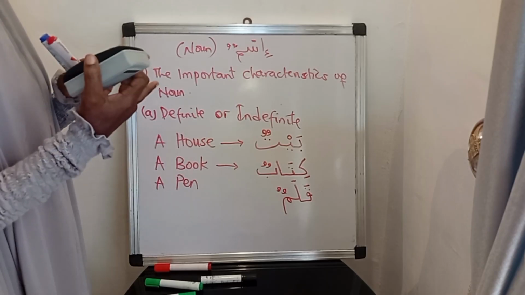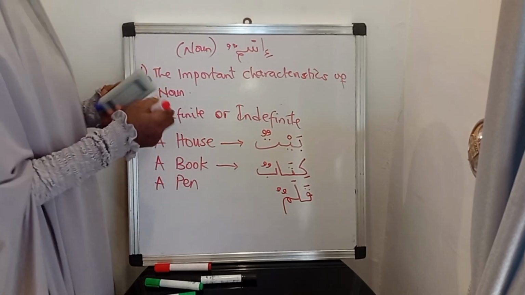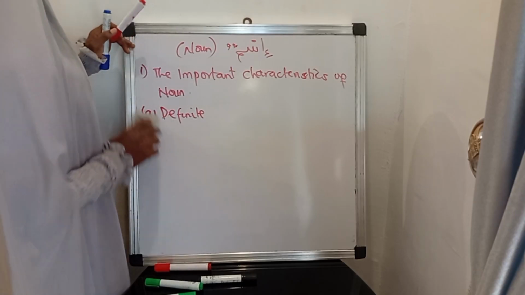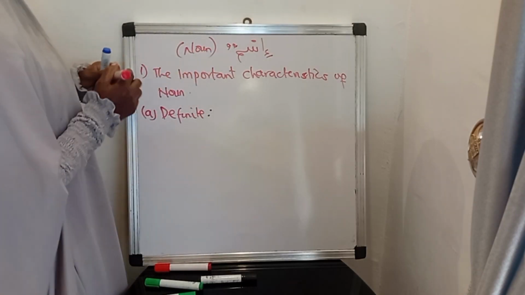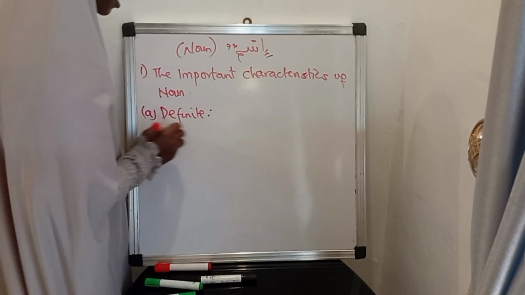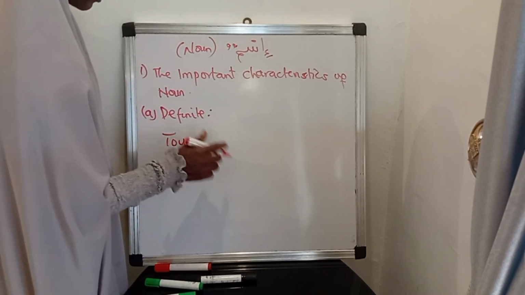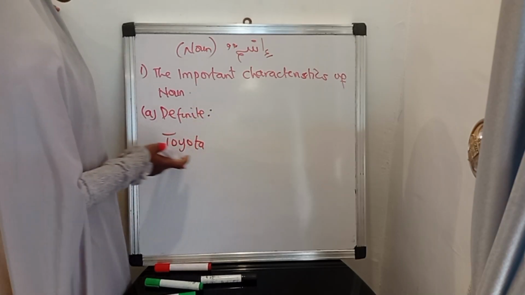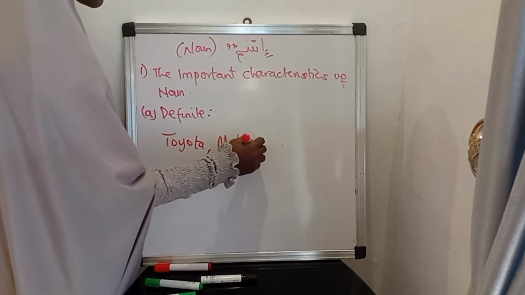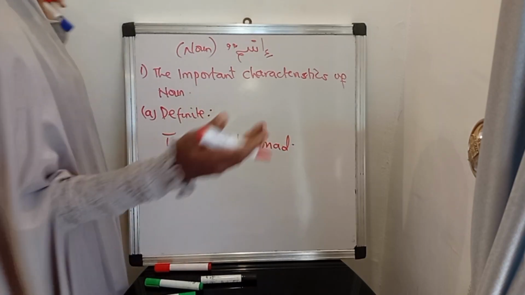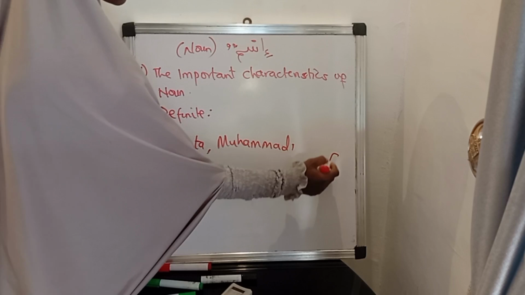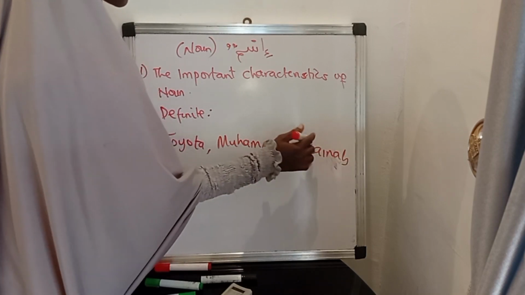So we are going to look at two forms because we have talked about the indefinite. These are indefinite. For definite nouns, we can have them in two ways. One is that all proper nouns are definite, specific names of things, of persons. If I say Toyota, Toyota is a specific name of a car. Car is a common noun. Toyota is a specific, so Toyota is a what? A proper noun. Muhammad is a specific name of a man or a boy, as the case may be. So Muhammad is a proper noun. So proper noun, if I say Zainab, Zainab is a proper noun.